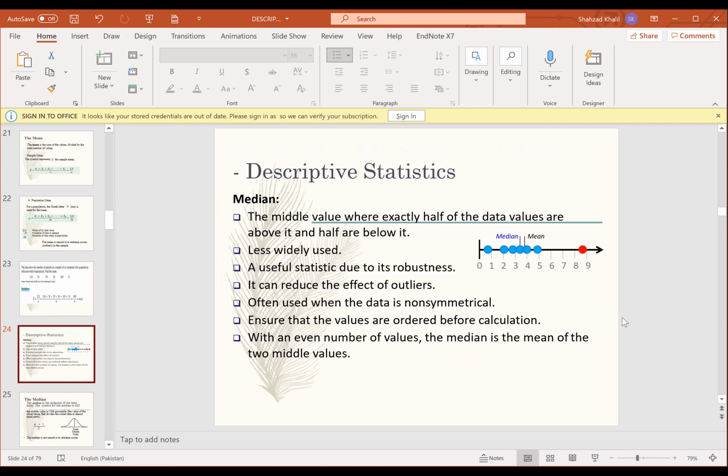Now moving towards the median. It is the middle value, where exactly half of the data values are above it and half are below it. It is less widely used, but a useful statistic due to its robustness. It can reduce the effects of outliers and is often used where the data is non-symmetrical. Ensure that values are ordered before calculation. With an even number of values, the median is the mean of the two middle values.